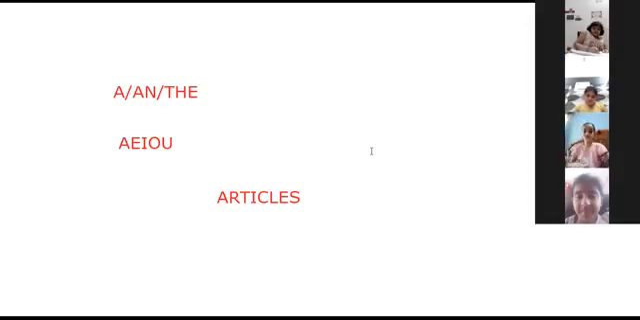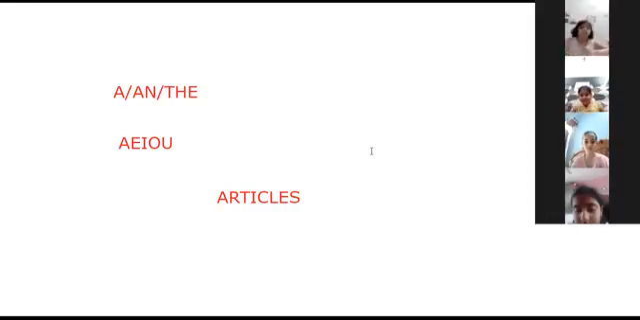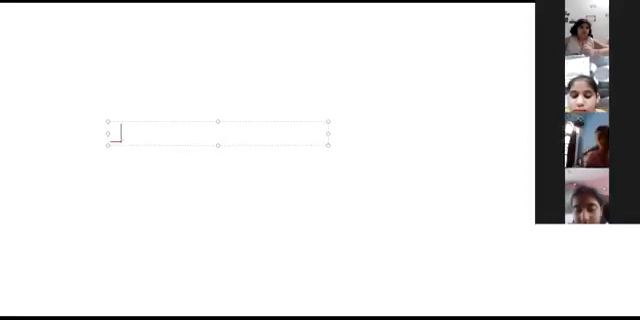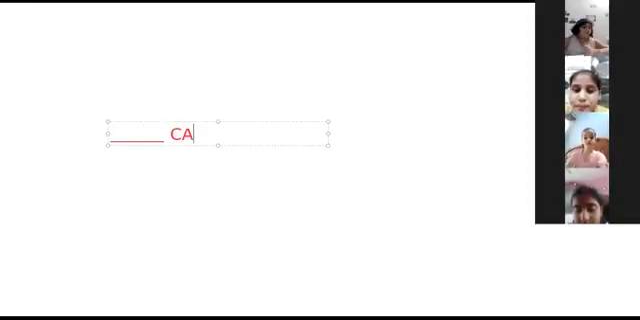How can we use A and AN? If a word begins with the consonant sound, we use A before it. If it begins with the vowel sound, we use AN. Now I will write few words. Look at the board. First of all, I'll delete all this. Dash cat. You will write in your notebooks. Dash owl.